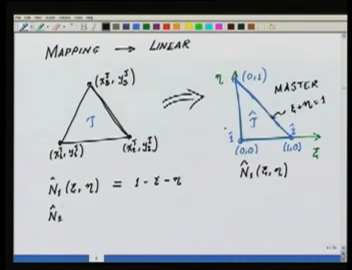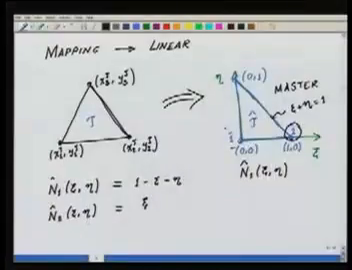Similarly, I can define n2 hat as a function of psi and eta equal to psi. Again, the function which has a value 1 at the second point and value 0 at the first and the third point.